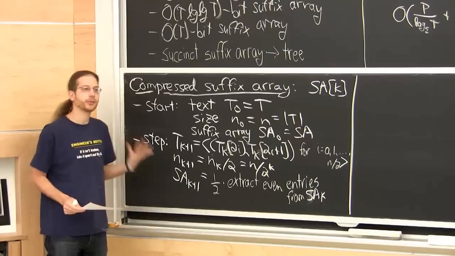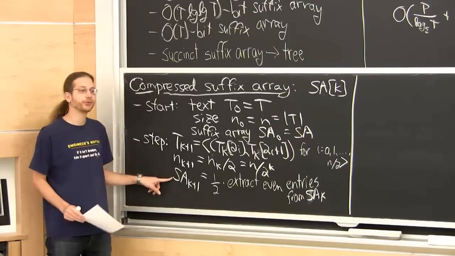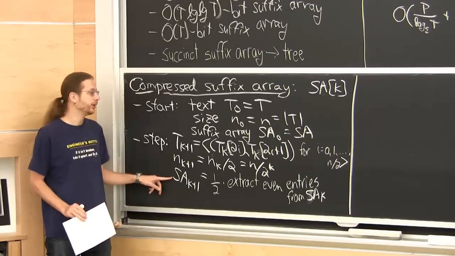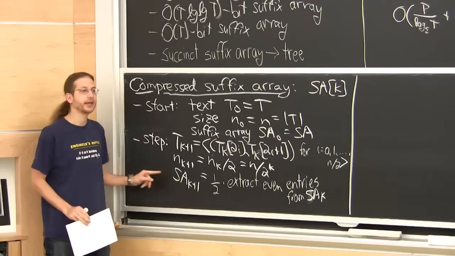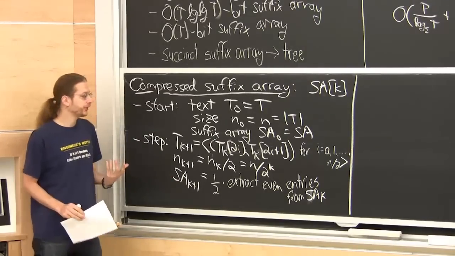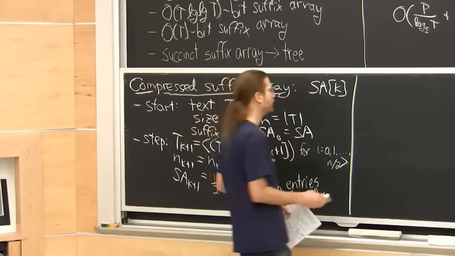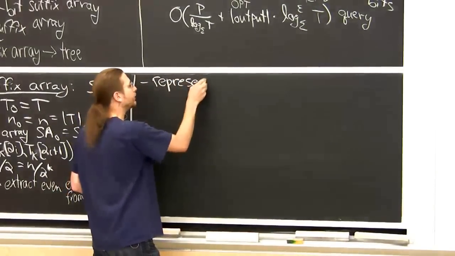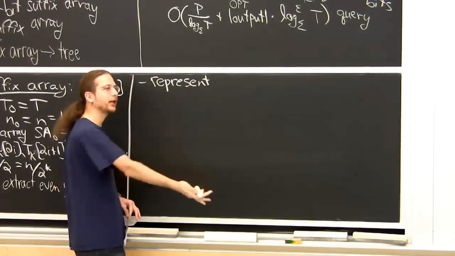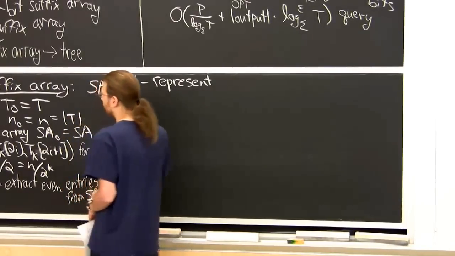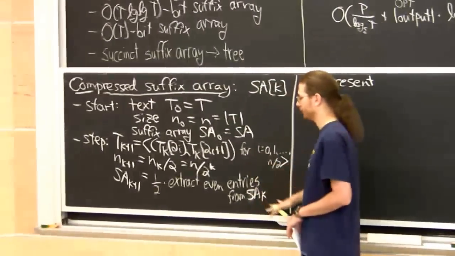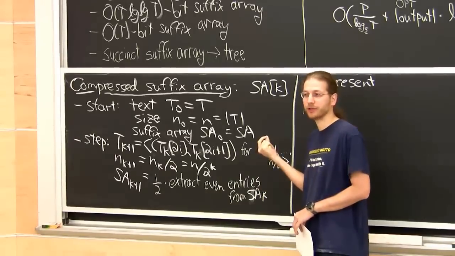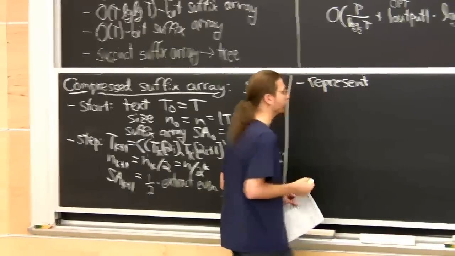Now we are going to build things bottom up. We're going to imagine we've already represented SA_{k+1}, and now we need to represent SA_k. If we can represent SA_k in terms of SA_{k+1} with not too many bits, then you add up all of the levels of the recursion. We'll have to talk about how many levels of this recursion we need to do. We're not going to go down to constant size. We'll just go log n levels.